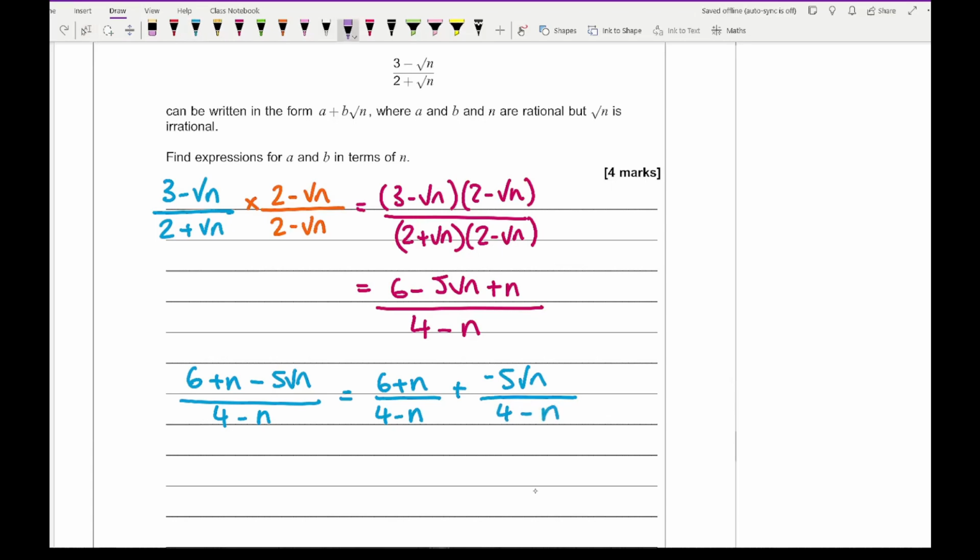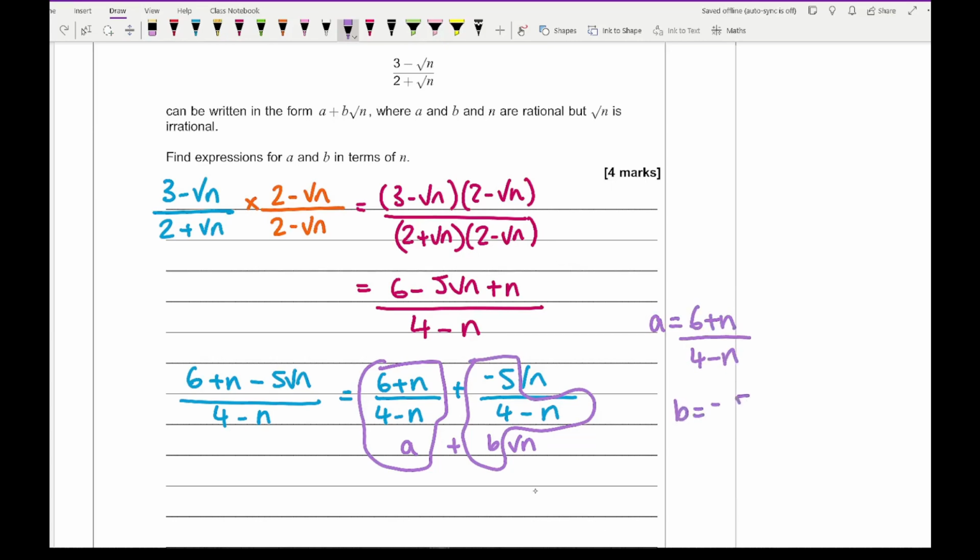Now the question said for me to write it in the form of a plus b root n. So a is going to be this, and b is going to be that. So here I've got a equals 6 plus n over 4 minus n, and b equals minus 5 over 4 minus n. And there we go.